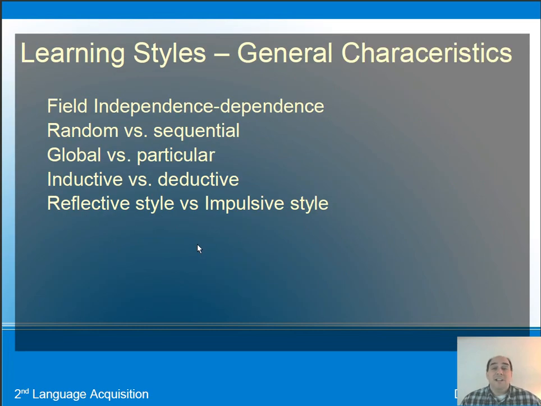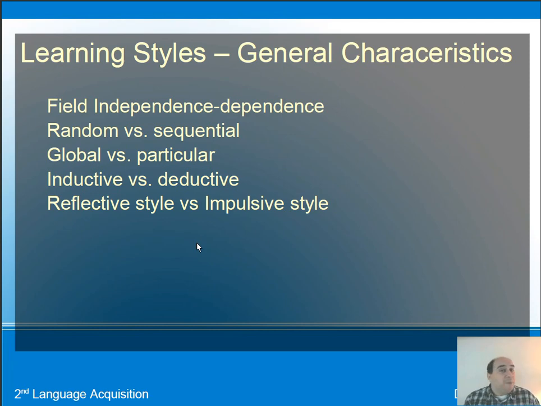Let's take a look at learning styles, the general characteristics of learning styles. You're basically looking at two different polar opposites. You've got your field independent and your field dependent. You've got your random versus sequential, global, particular, inductive, deductive. You've got your reflective style versus your impulsive style. Let me just run through these real quick here.